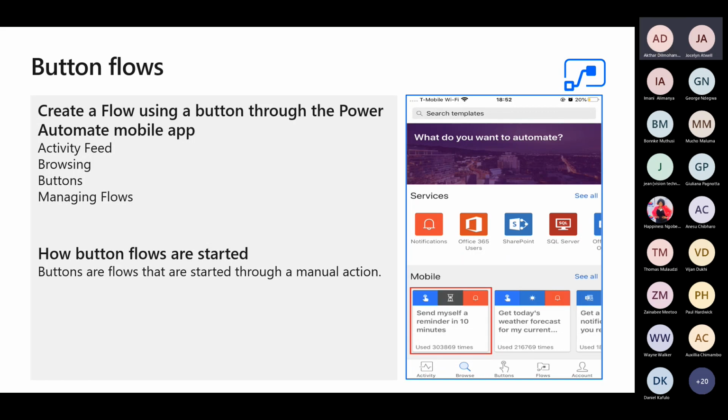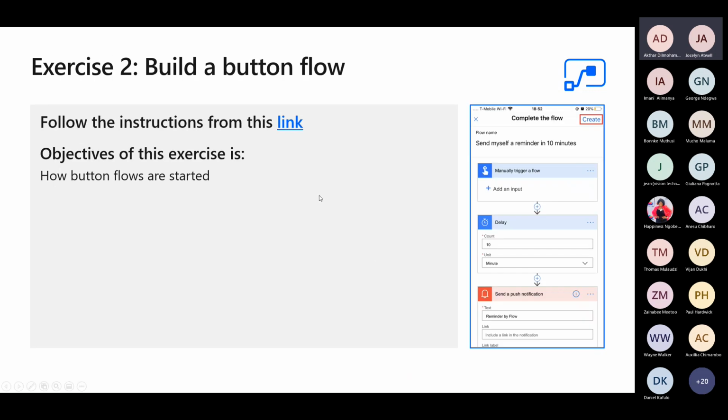If you want to trigger something via a button, you could also have done it via a Power App, right? But if you want to do it with a button, you can. For example, here, send myself a reminder in 10 minutes, these kinds of gadget things, but yeah, you can do it. This is what we call manually triggering a workflow, right?